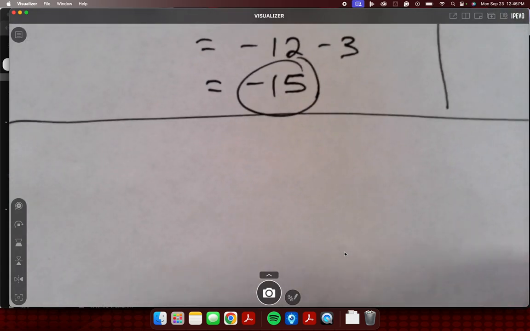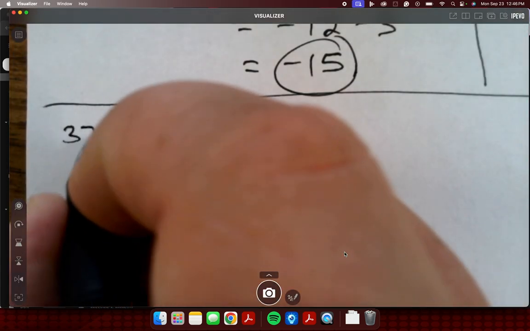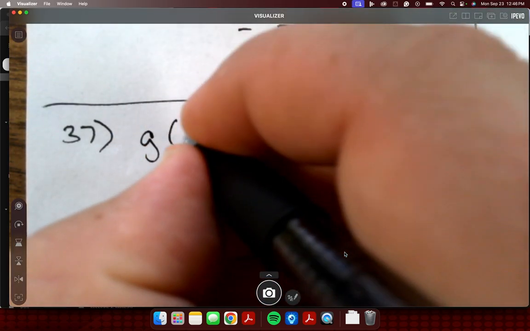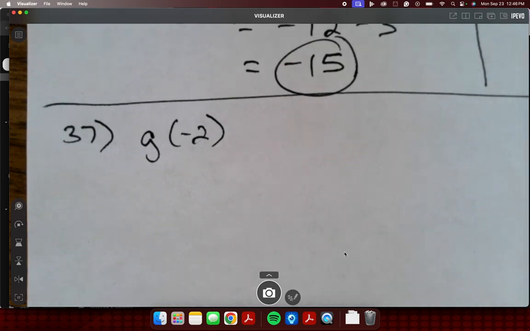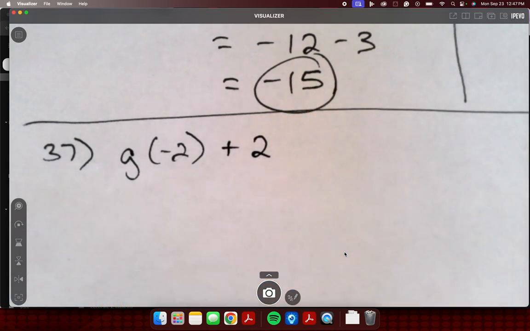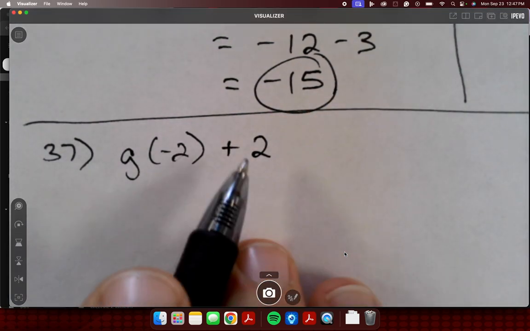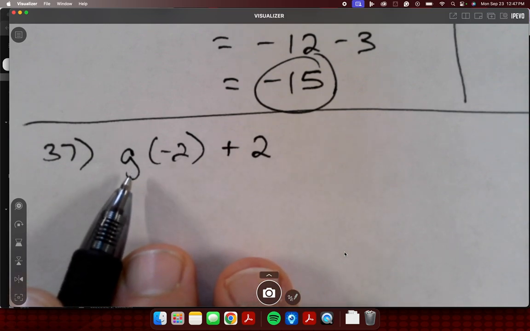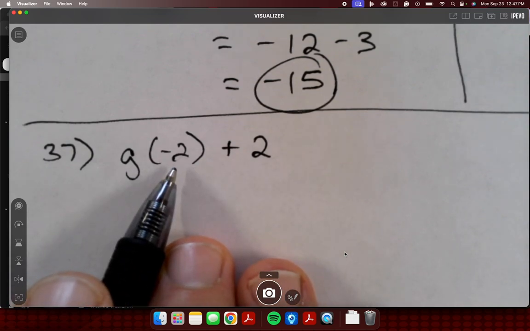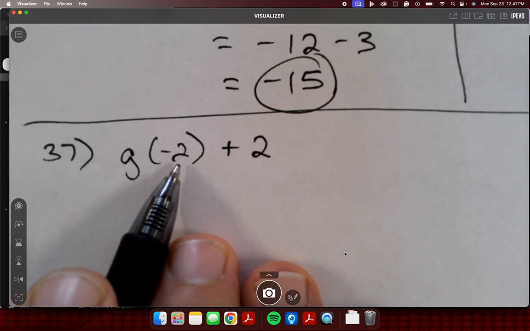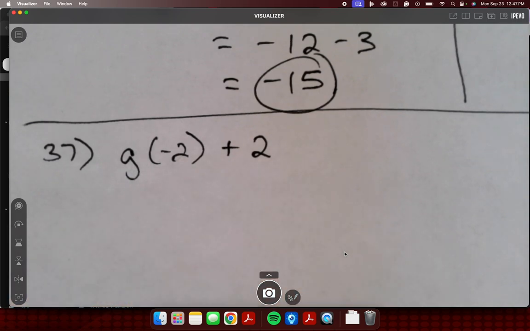Okay, 37 does deal with g, but it adds one extra piece to the puzzle. It says find the value of the function g when x is equal to negative 2 and add 2 to that result. So this plus 2 out here has nothing to do with the function. Only this piece, g of negative 2, has to do with the function. So we're supposed to plug negative 2 into the function and then add 2 to that.